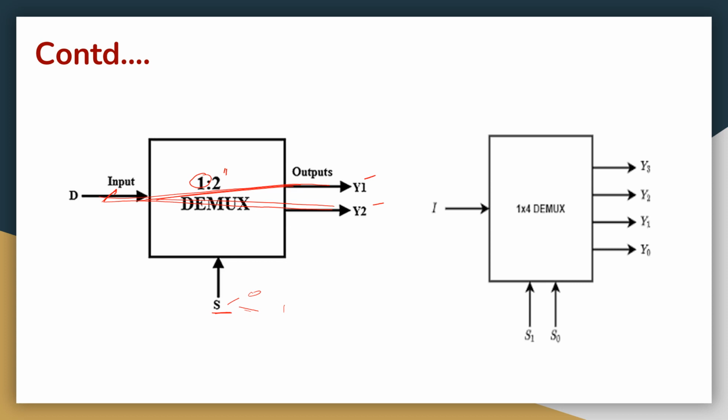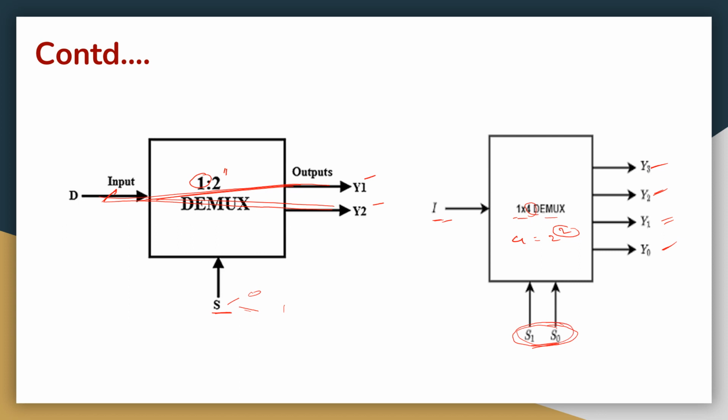Next, 1:4 demultiplexer. Here the number of input lines is 1. The number of output lines is 4. 4 can be written as 2 power 2. Therefore, this 2 indicates the number of selection lines. Now here the number of selection lines is 2. So the number of inputs is 1, the number of outputs is 4, y0, y1, y2, y3, and the number of selection lines is 2.